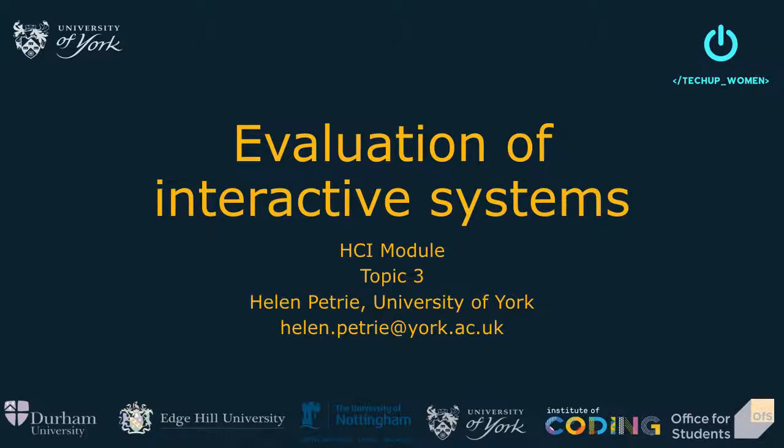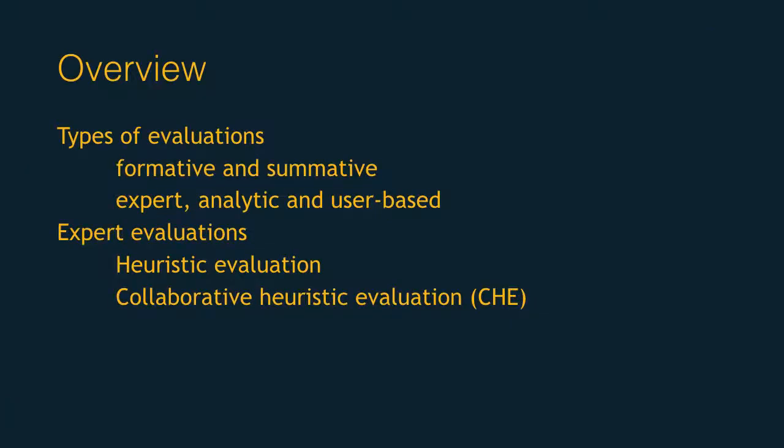Okay, so welcome to topic 3 of the HCI module, and in this topic I'm going to talk about different kinds of evaluation of interactive systems. So first of all, I'll talk about two ways of thinking about evaluations, formative and summative, and then I'll talk about expert, analytic, and user-based evaluations. And then I'll introduce a particular kind of evaluation, expert evaluation, and talk about both how we do it and why we use that kind of evaluation.